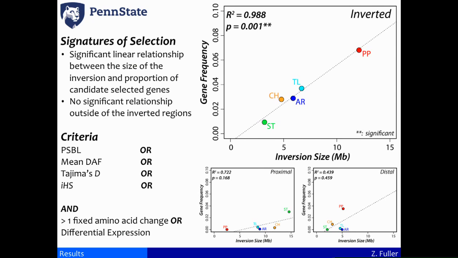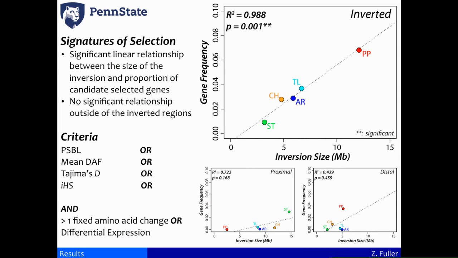And so for each gene arrangement, we came up with a set of genes that are showing evidence of adaptive evolution by requiring that they tested significant for at least one of these common tests, and also contained at least one fixed amino acid difference unique to that arrangement, or showed evidence of differential gene expression.